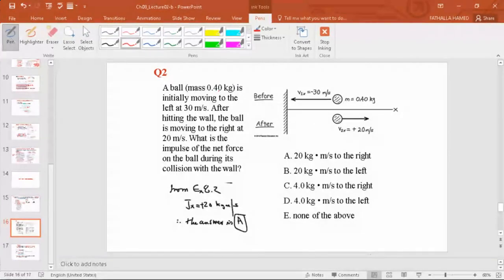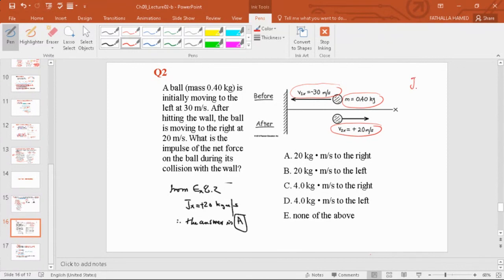And in this situation here, a ball of mass 0.5 kilogram is initially moving to the left at 30 meters per second. After hitting the wall, the ball is moving to the right at 20 meters per second. What is the impulse of the net force on the ball during its collision with the wall? So you have 0.4 kilograms moving to the left, minus 30 meters per second. Then it rebounds back with 20 meters per second. And they ask us about the impulse.